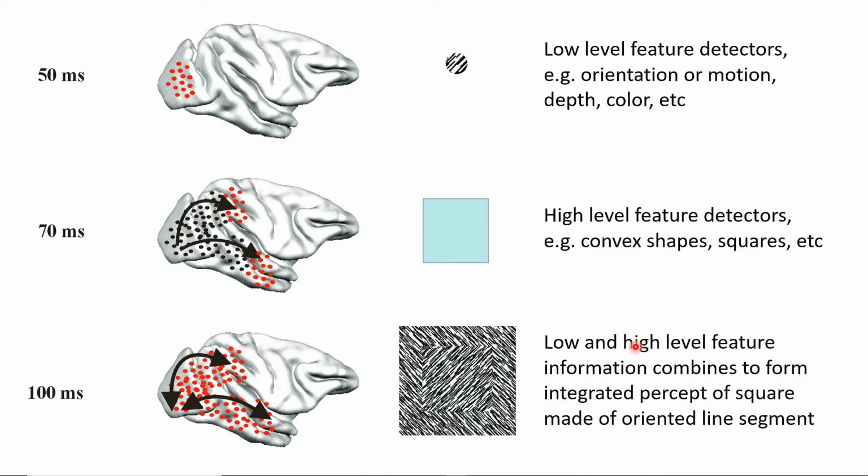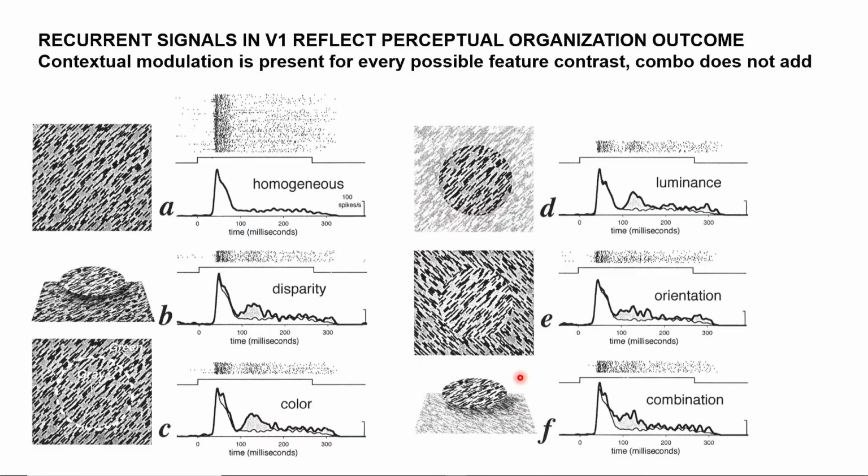So this was sort of the idea that came out of that: at a latency of something like 50 milliseconds, in the monkey that is, you have these low-level feature detectors, like cells detecting orientations, or different motions, or depth, or colors, or what have you. And then, of course, this information is sent to higher-level areas, where you have these higher-level feature detectors, which are maybe extracting more complex shapes, or what have you. And then somehow this is combined by these recurrent interactions to form this integrated percept of a square made of oriented line segments.